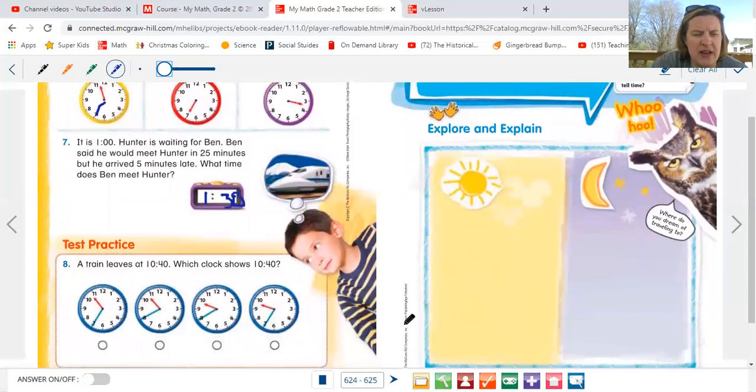Let's go ahead and do number 8 together. A train leaves at 10:40. Which clock shows 10:40? So let's start at this one. This one says 10, but if we've known anything from today's lesson, that 7 is 35. This one says 10. Well, 5 minutes after 35 would be 40. So we're going to fill in the bubble by the second clock. If we look at the third clock, the hour hand isn't quite to the 10, which means it's still 9:40. And on the fourth clock, the hour hand's not quite to the 9, it would be 9:35.